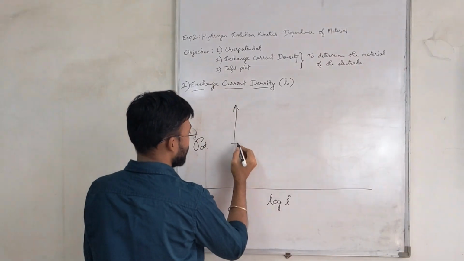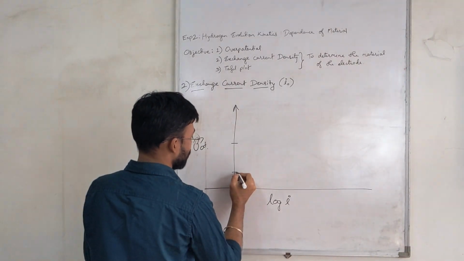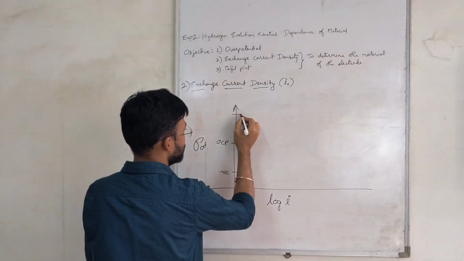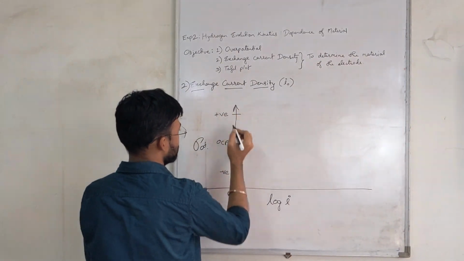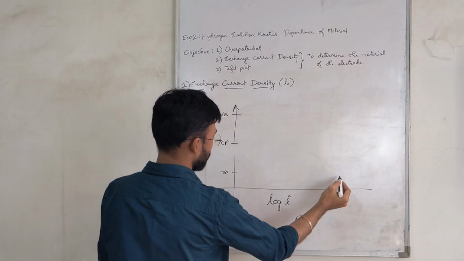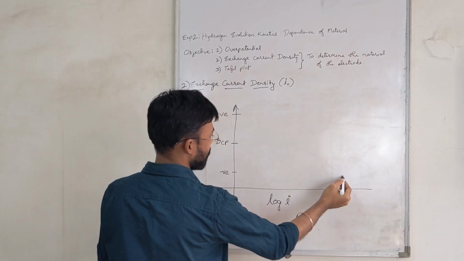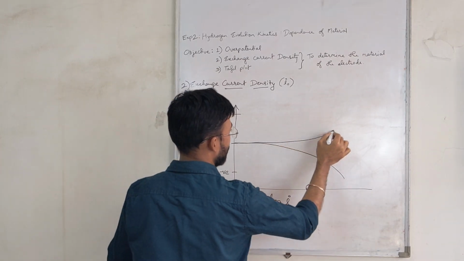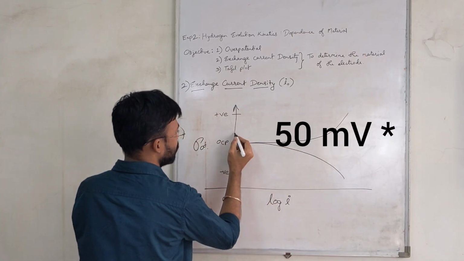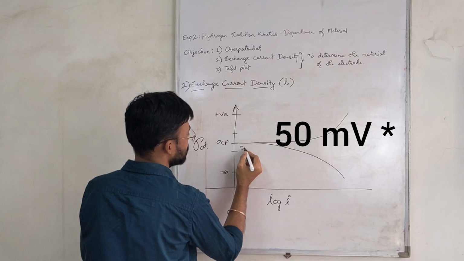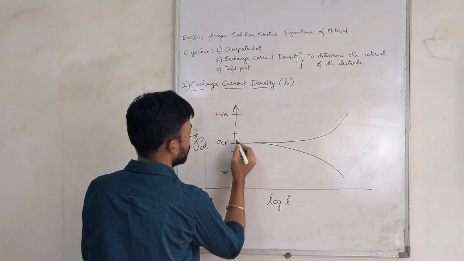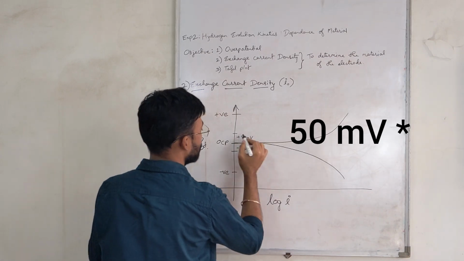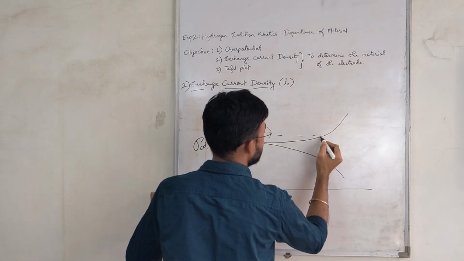You will have to apply a negative voltage with respect to OCP and a positive voltage with respect to OCP. Okay. So the curve will begin from here and then it will go in the positive range, 50 millivolts positive and 15 millivolts negative. You will have to make a tangent on this curve.